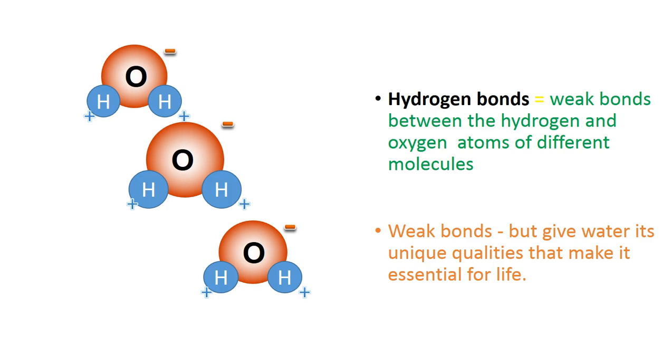In this case, and it happens with other molecules, but for a human anatomy and physiology course, we're focused on what happens with water. So hydrogen bonds are weak bonds between hydrogen and oxygen atoms. Because they are polar covalent, and the hydrogen has a slightly positive charge and the oxygen has a slightly negative charge, the water molecules are going to be attracted to each other.